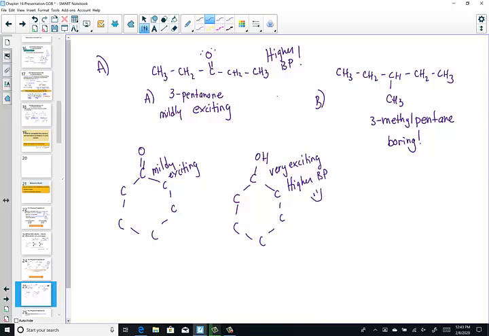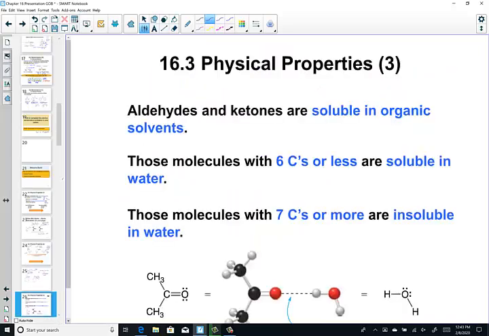Alrighty, so that allowed me to just get processed. Thank you for letting me pause and draw these with you. And now let's go on and talk about solubility, another physical property.